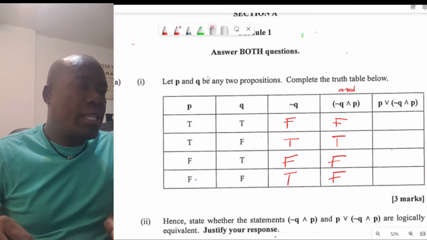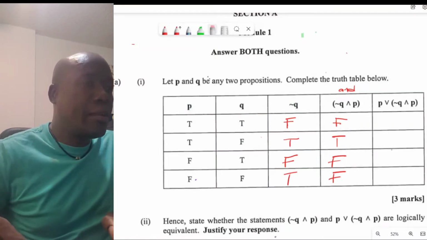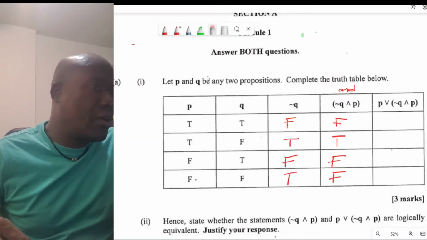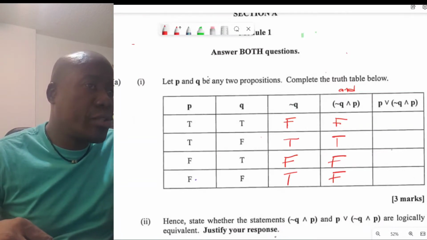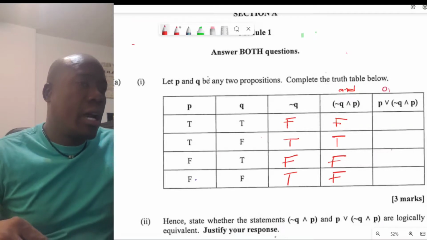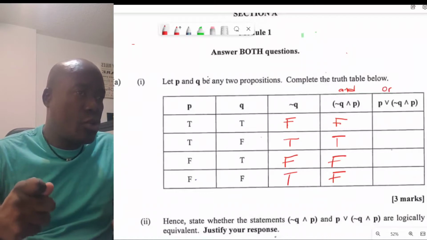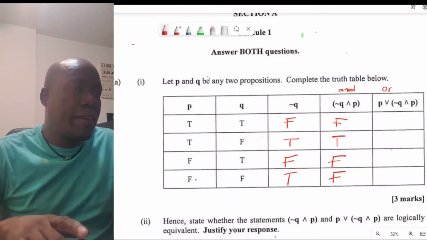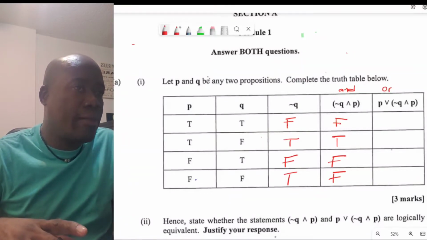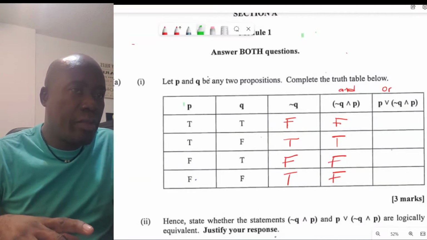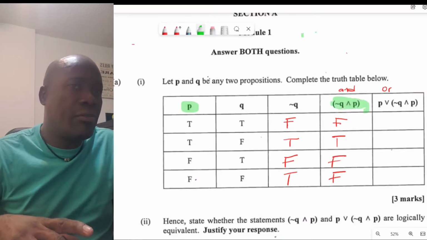We're looking at completing P or, where that V-looking symbol is or. So we're doing an or: P or, in the bracket, not Q and P. Remember we have these columns: the P column is here and the not Q and P column is here. So we're going to go through and make sure we are picking up the right letters.